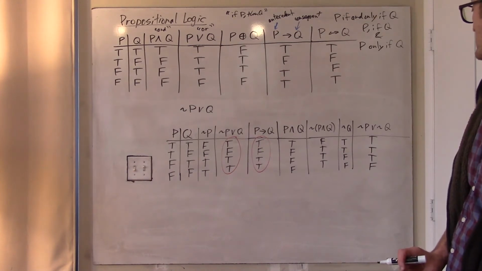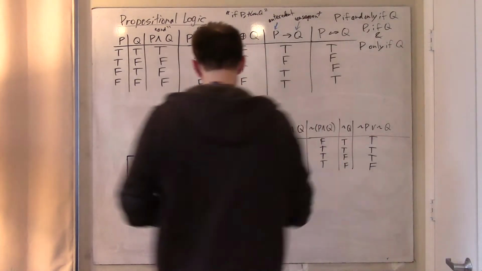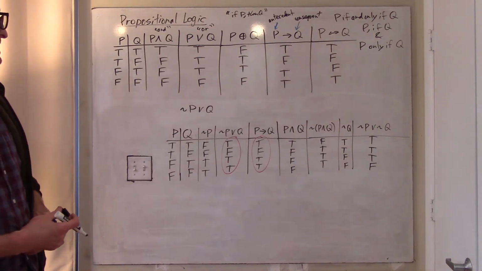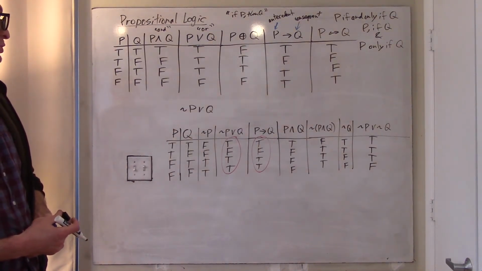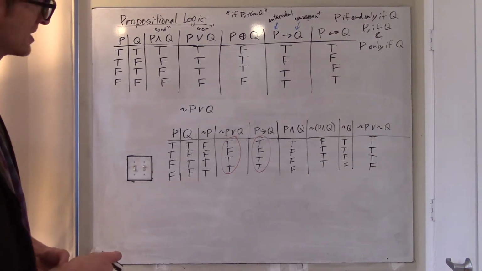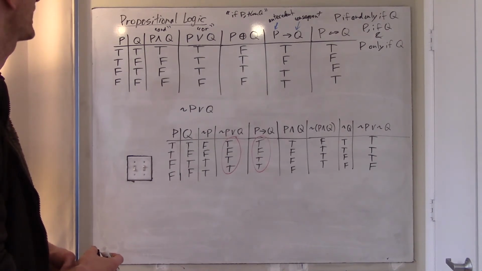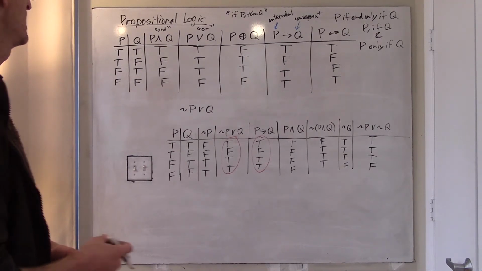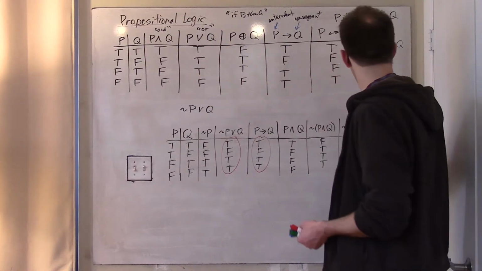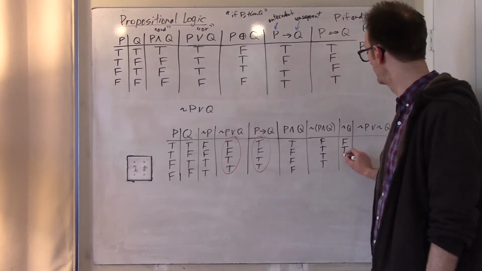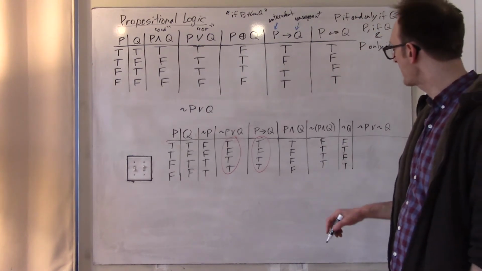Wait a second. What have I done? Oh, wait, hold on. Something has gone horrifically wrong, and I have lost complete track of what I'm doing or why. True, false, false, false, the negation of that is... Oh yeah, because this is just completely wrong. That's what happened. Try that again. Not Q, I'm supposed to be negating this column, should be false, true, false, true. Edit out the last 45 seconds of this video.